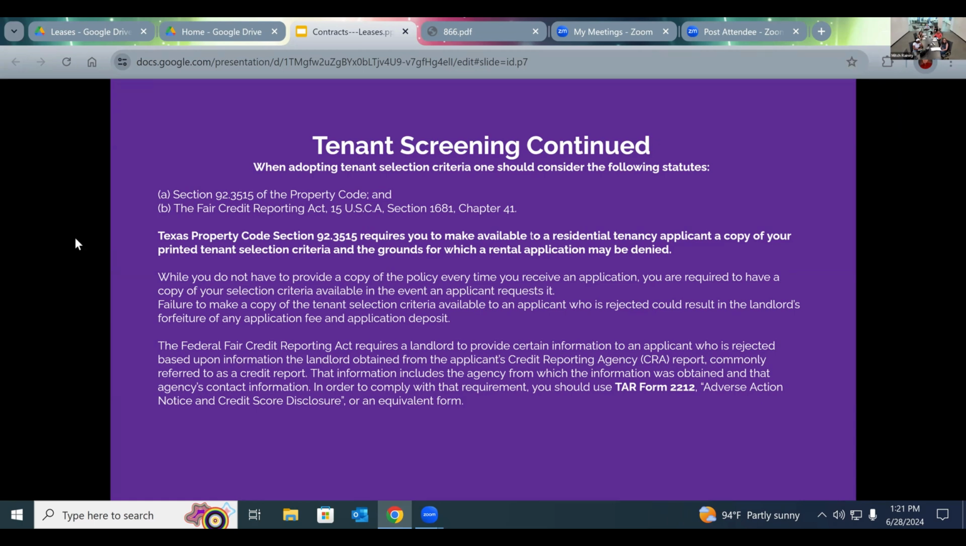Fair housing, one of the biggest complaints is because of disabilities. You've got to be careful when you're looking at fair housing, especially with leases and familial status also.